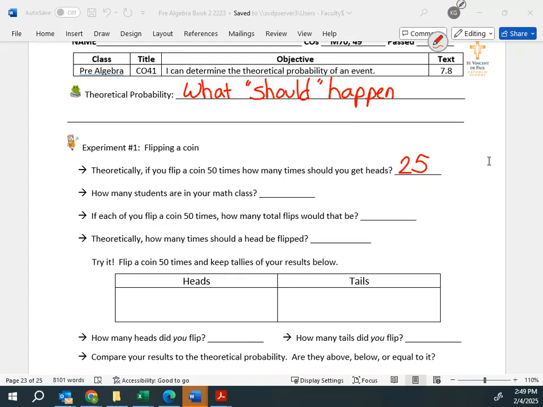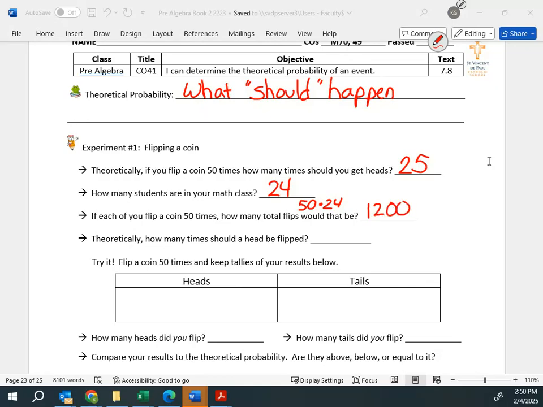Now, how many students are in our math class? We have 24 students in pre-algebra this year. So everybody's using that number 24. Our next question says if each one of you flips a coin 50 times, how many total flips would that be? So in order to figure that out, we're going to do our 50 coin flips times 24 students. So 50 times 24 gets me 1,200 flips.